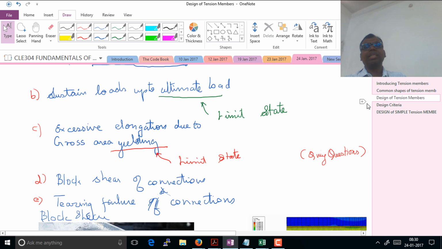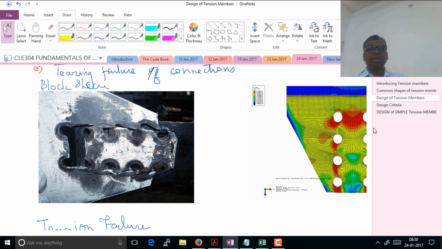So the first is block shear failure. Now please have a look at this connection over here. If you see here, initially the entire plate would have been inside. Now the entire part which I am marking in red has just come out as a block. Such a failure is called block shear failure. This again happens when the connection is in tension.